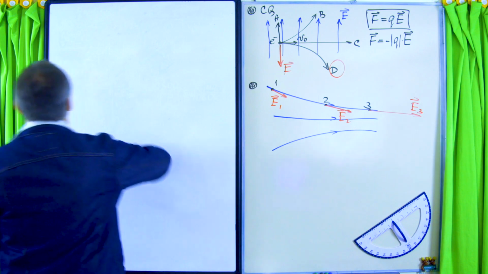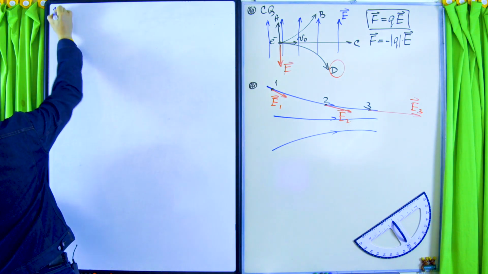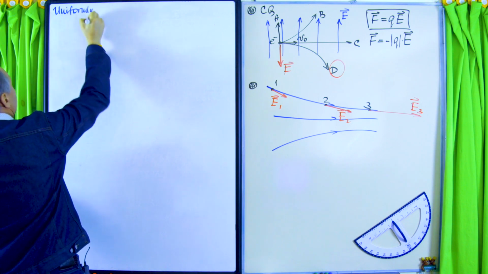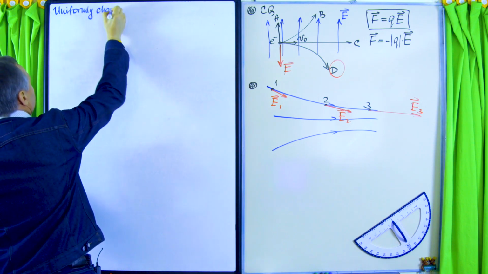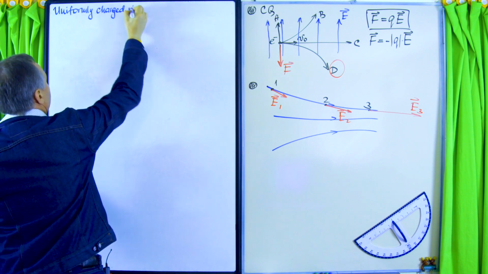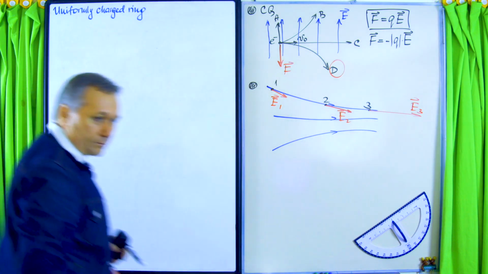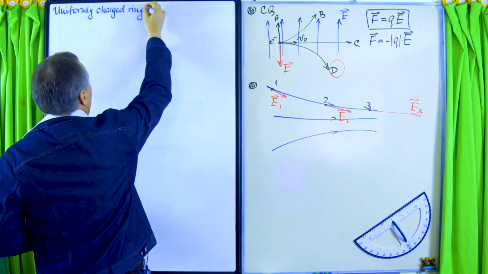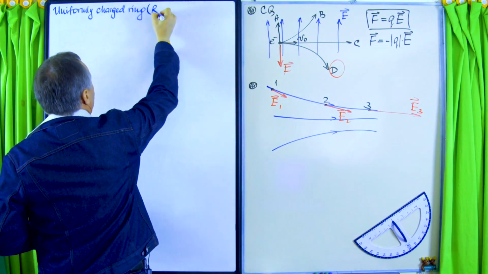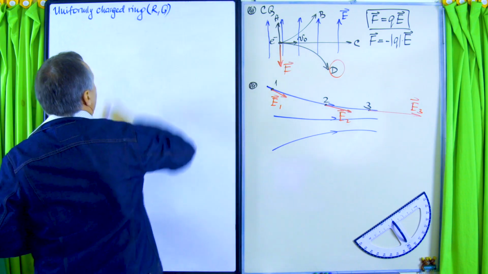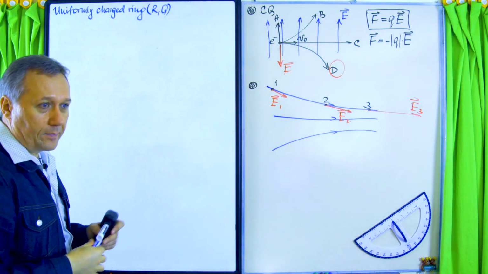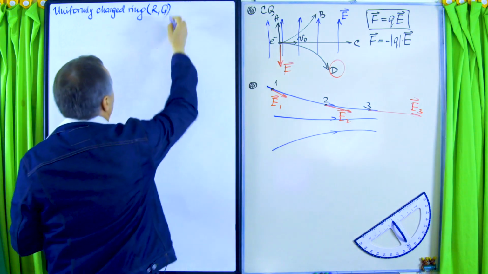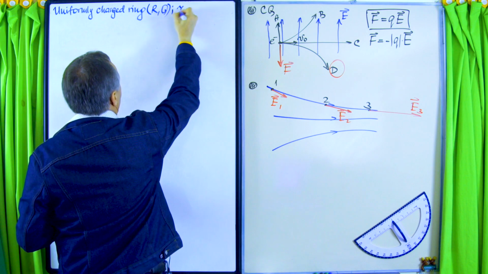And so now I can write. So we have a uniformly charged ring. Okay, so what do we know about this ring? It has radius r and charge q. Right? And we will have to find the electric field at the distance z. So also given z.